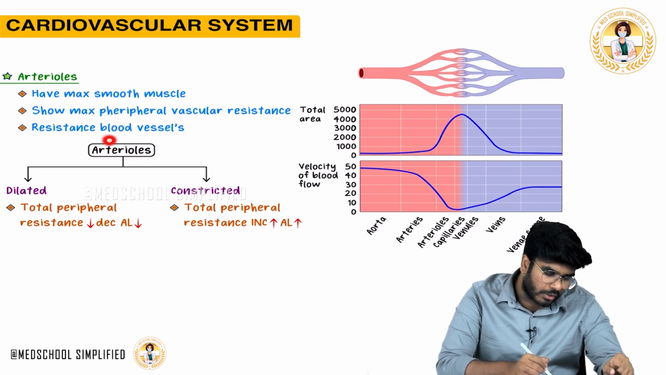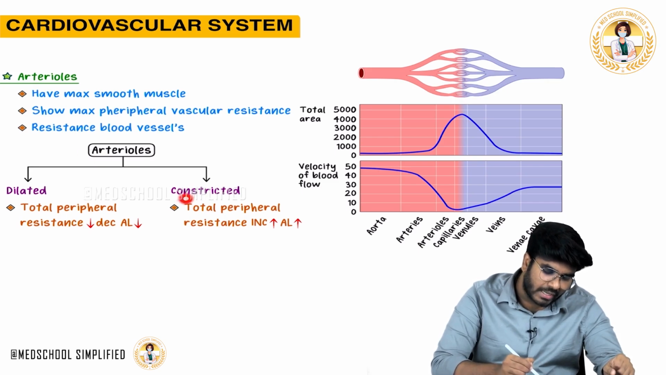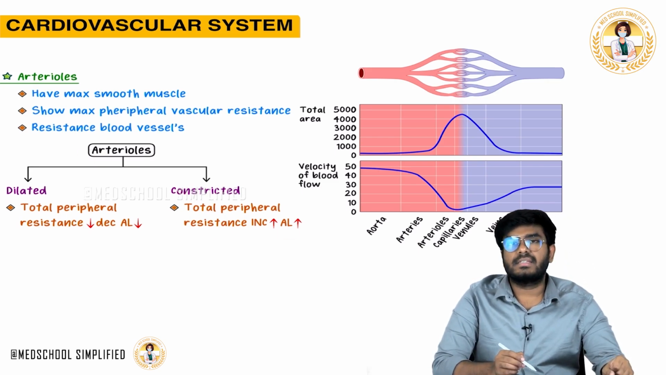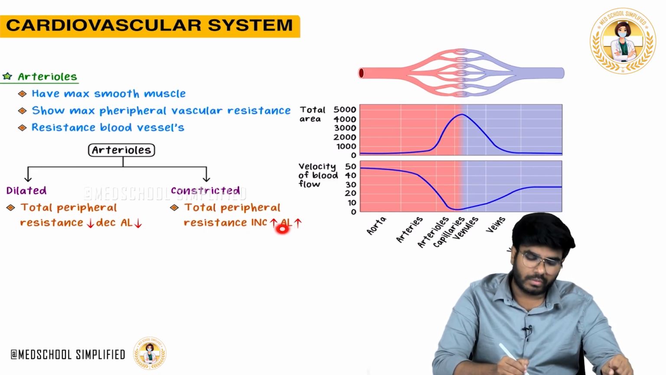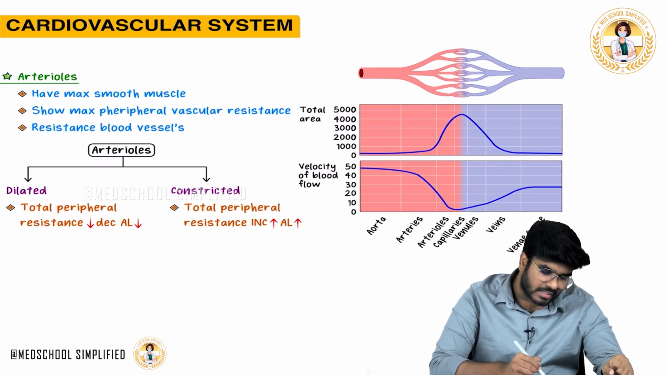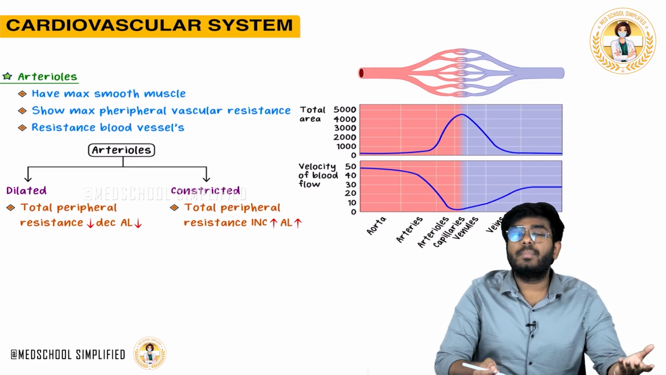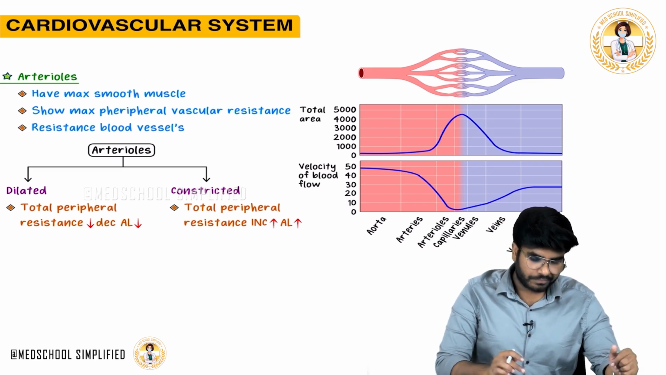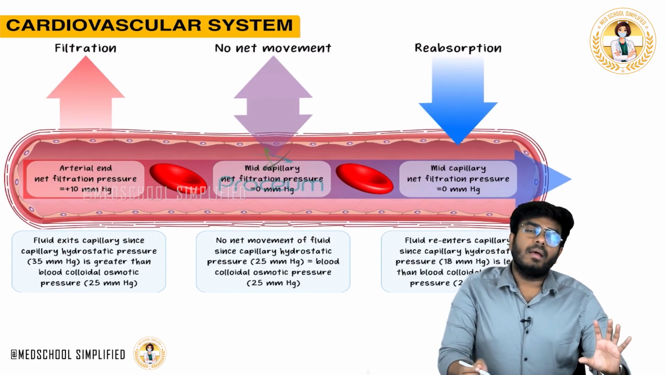Arterioles, as I have already discussed, when dilated, total peripheral vascular resistance decreases. When the arterioles are constricted, total peripheral vascular resistance increases. AL means afterload, so increased total peripheral vascular resistance means afterload increases, and decreased total peripheral vascular resistance automatically means afterload decreases. What is afterload? Afterload is the load against which the heart is contracting. That is nothing but the aortic pressure.